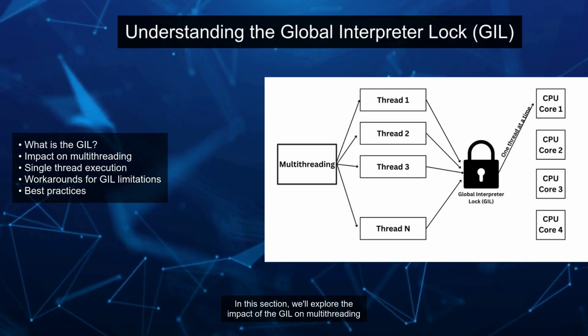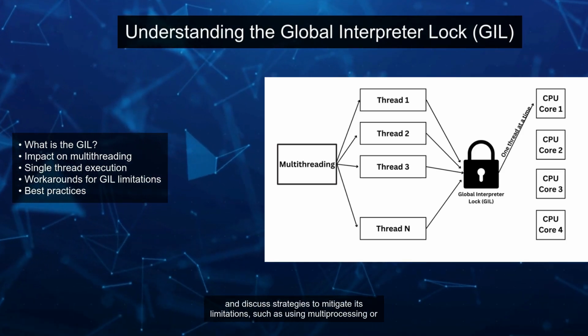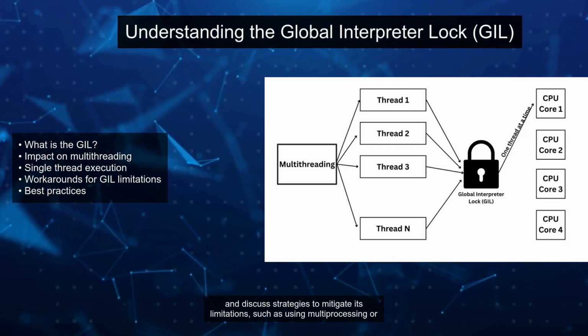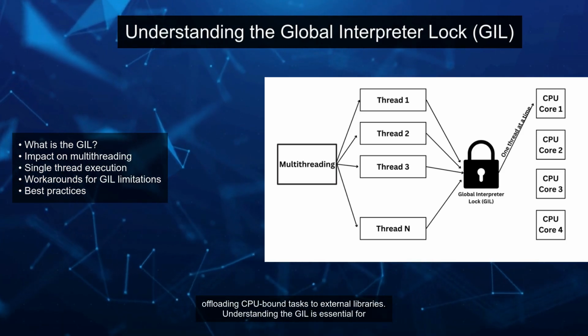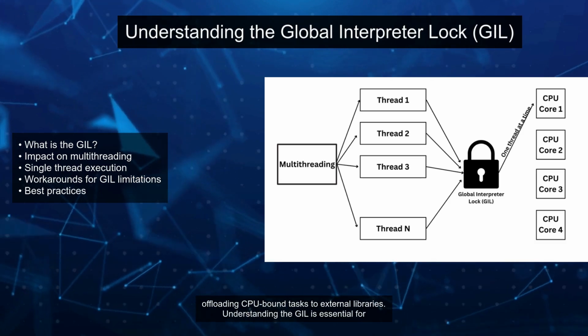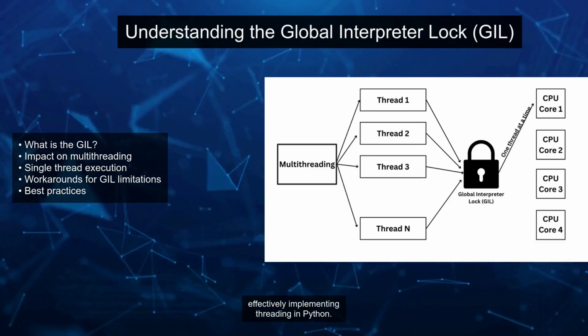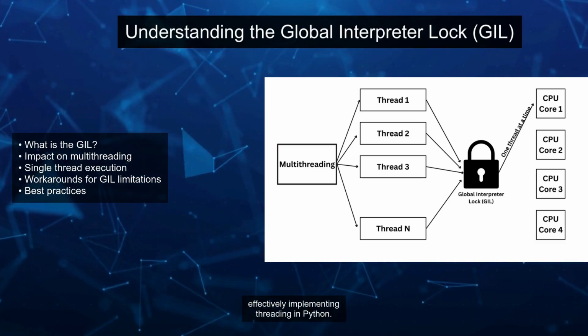In this section, we'll explore the impact of the GIL on multi-threading and discuss strategies to mitigate its limitations, such as using multiprocessing or offloading CPU-bound tasks to external libraries. Understanding the GIL is essential for effectively implementing threading in Python.